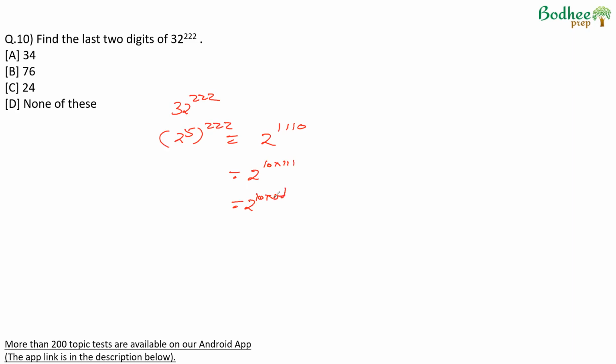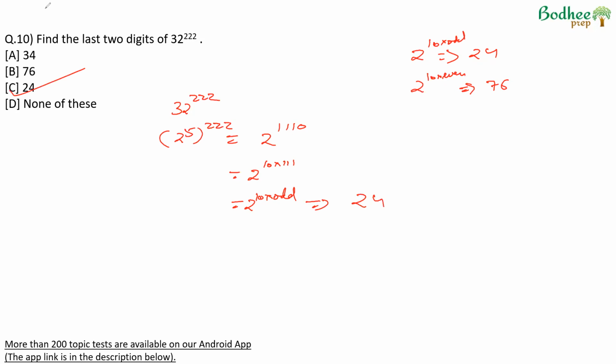which is nothing but 2 raised to power 10 into odd. Now the thing with 2 is 2 raised to power 10 into odd ends in 24, whereas 2 raised to power 10 into even ends in 76, because 2 raised to power 10 is 1024, 24 into 24 is 76, 76 into 24 is 24, and so on. This is 2 raised to power 10 into odd, so this will end in 24. Option C becomes the answer.